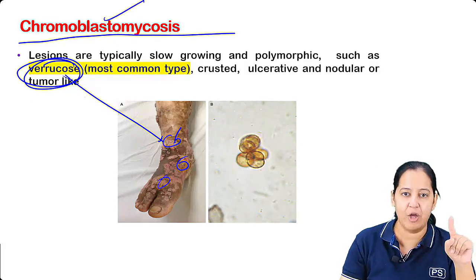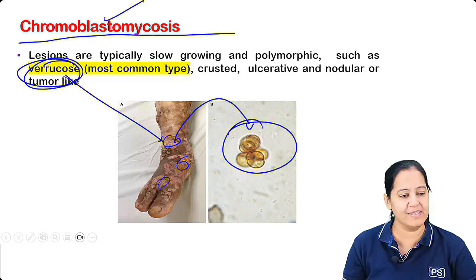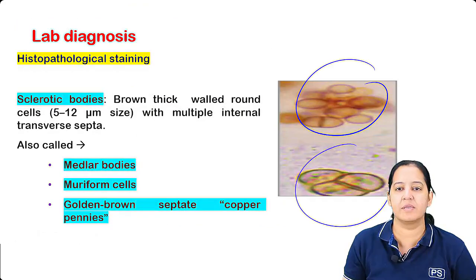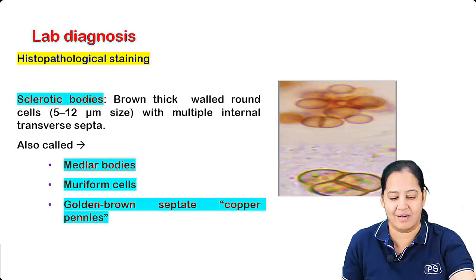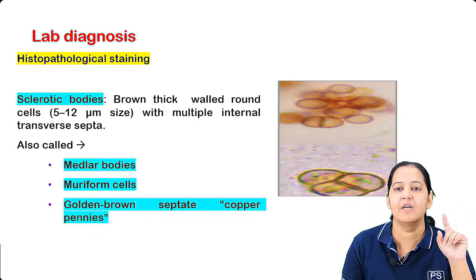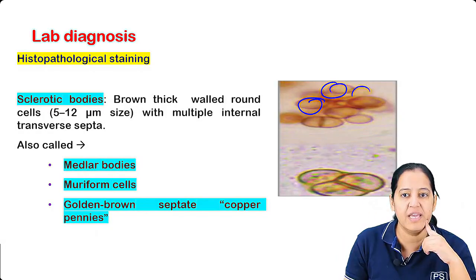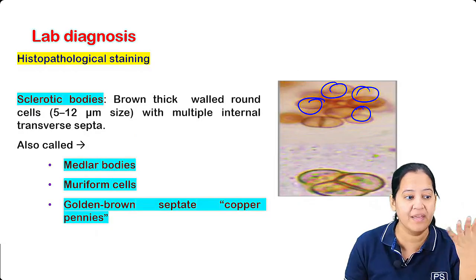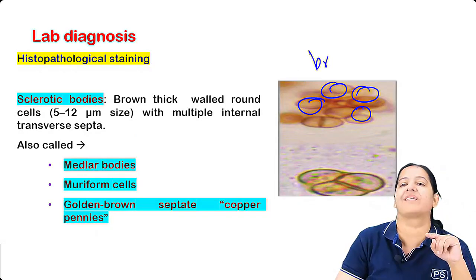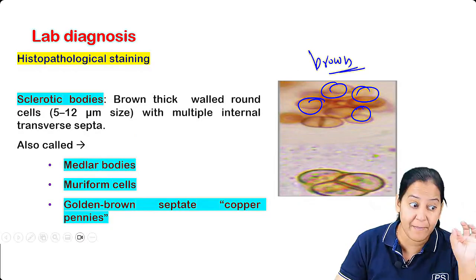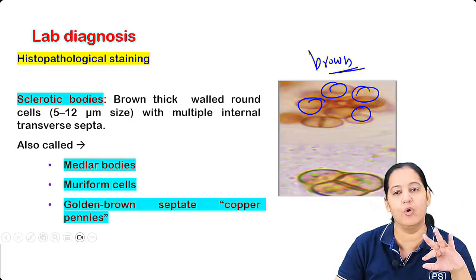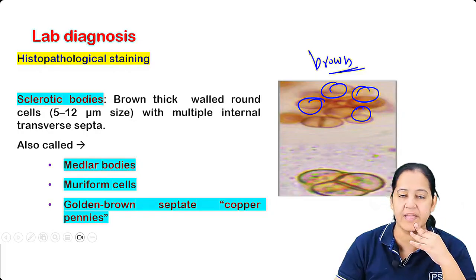And if you take the biopsy, you will get this in the biopsy. What is this? See the diagram. You will say, ma'am, I can see circles. So what are these circles? You will say, ma'am, circles are yeasts. So are they yeast? Yes, these are all budding yeast. But the point is that they are brown in color. They have a brown pigment in them, that's why they look brown.